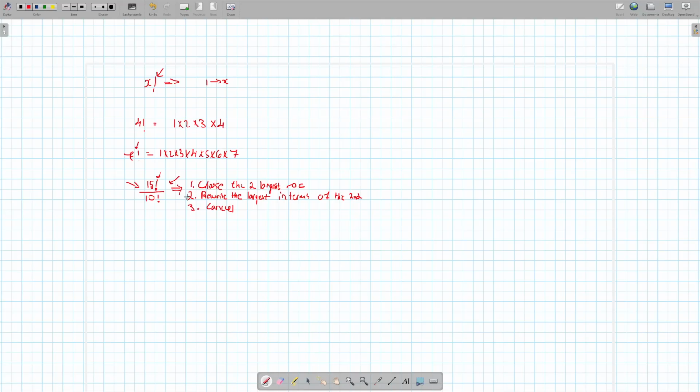Before following steps 2 and 3, I'm going to explain what I'm about to do. I'm going to show you the normal way. The normal way to rewrite 15 factorial in terms of 10 factorial is to change 15 factorial into 10 factorial times 11 times 12 times 13 times 14 times 15 over 10 factorial. And then I would cancel 10 factorial with 10 factorial. I'll be left with these as my answer. So Walid, what did you just do?